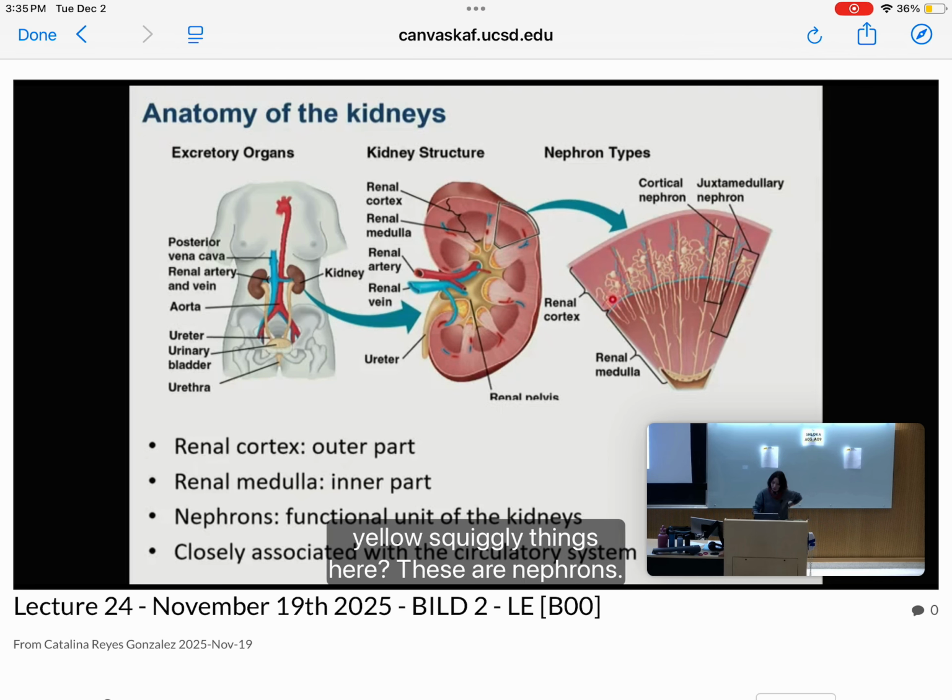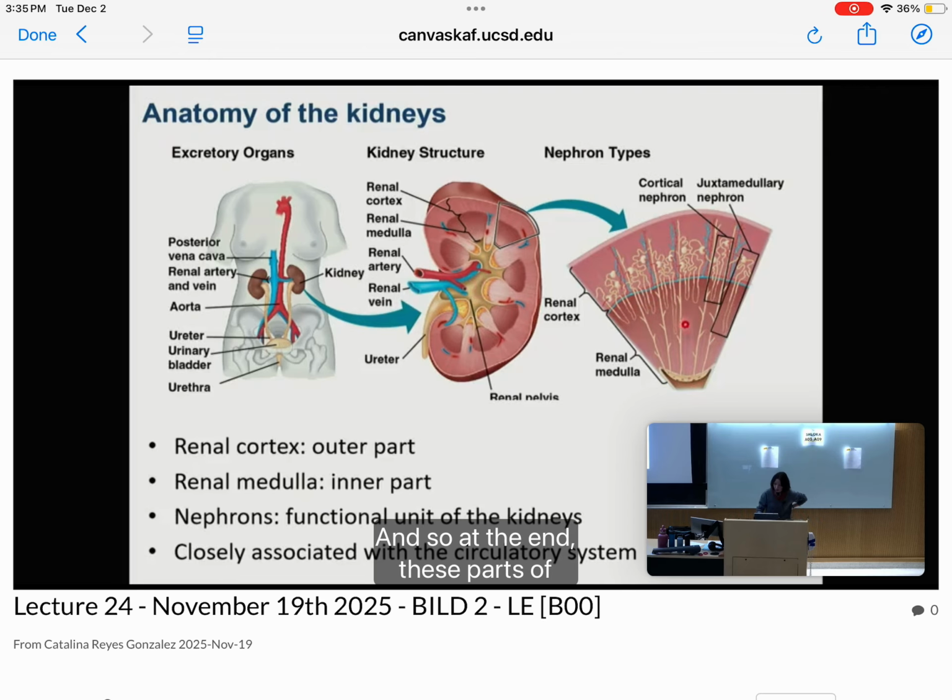And you see these yellow squiggly things here? These are nephrons. Nephrons are the functional unit of the kidneys. They're the ones that are going to produce urine. And you have some parts of those nephrons in the renal cortex and some part of those nephrons in the renal medulla. Here you have the renal pelvis.